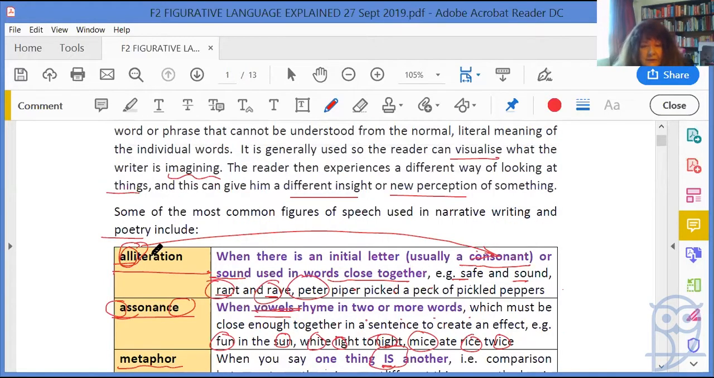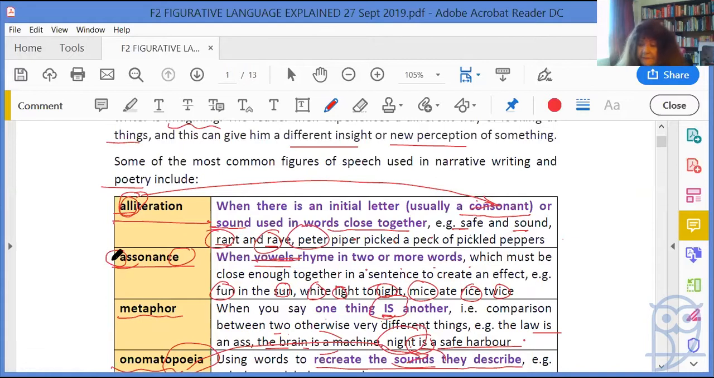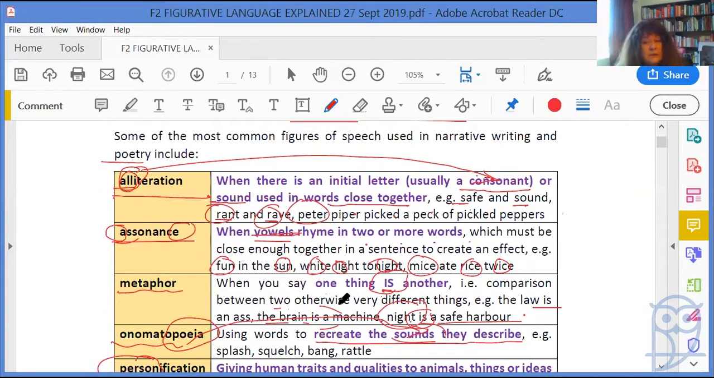Right, so we've got alliteration when there's a consonant sound that you have to identify. Assonance, when you've got the vowel sound that you have to identify. A metaphor, when you say one thing is another. You're comparing different things.